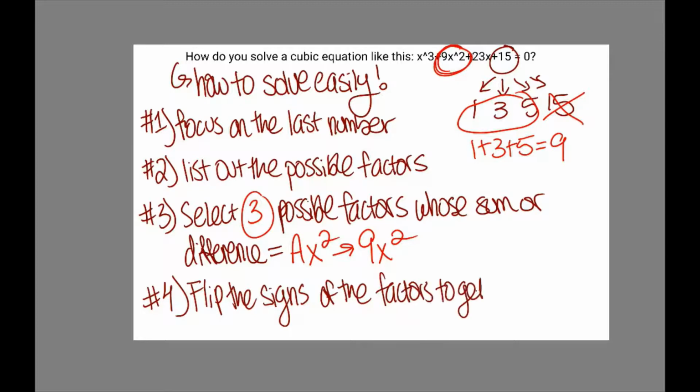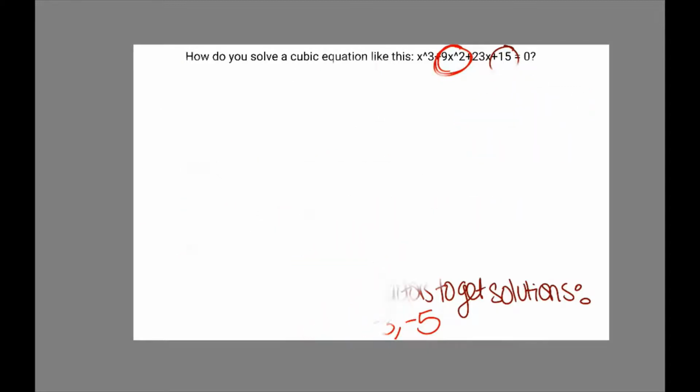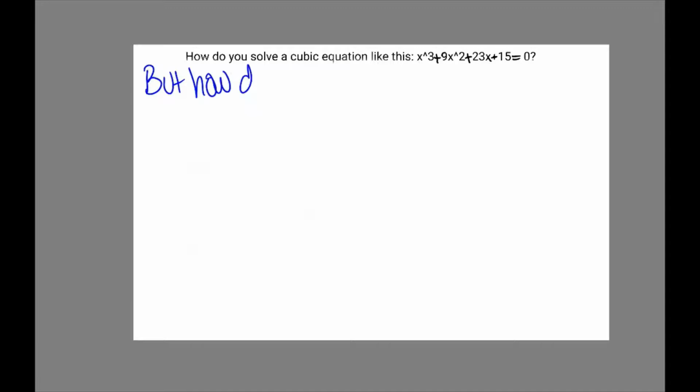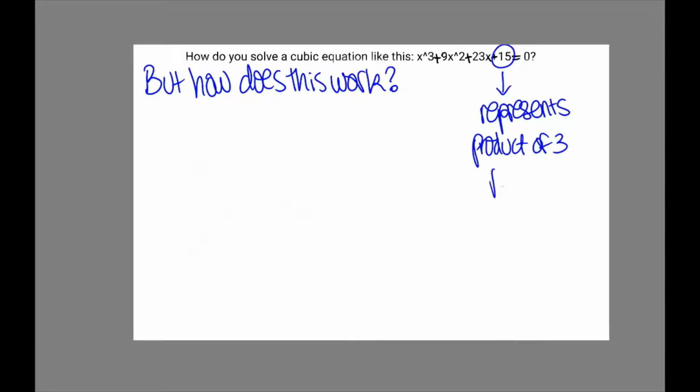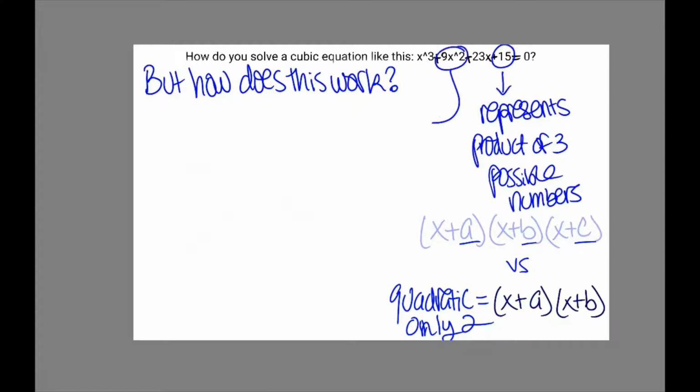If we flip the signs for these values, we get the solutions to our cubic equation as -1, -3, and -5. But how does this trick work? Well, first note that the last term of our cubic equation represents the product of 3 possible numbers, just like a quadratic equation, where the only difference is that quadratic equations have only 2 possible numbers. Therefore, the coefficient in front of the x squared term represents the sum or difference of those 3 numbers.